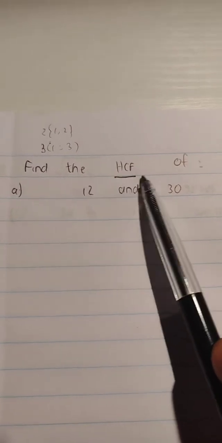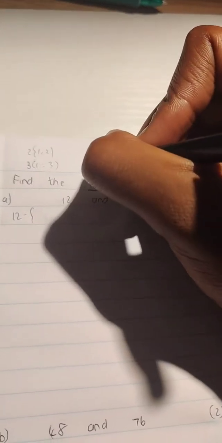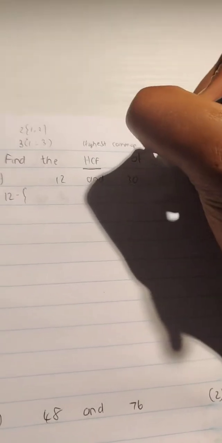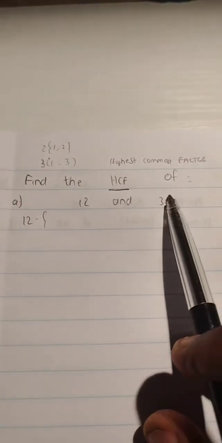Anyways, let's continue. Find the HCF of 12 and 30. So guys, this time around we're not finding the LCM, but the HCF. In earlier grades, when you found the HCF, remember, HCF means highest common factor. So in earlier grades, you would write down the factors of 12.